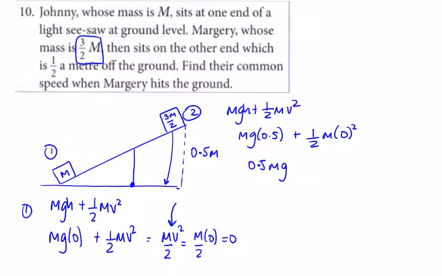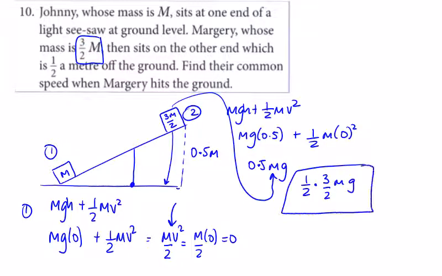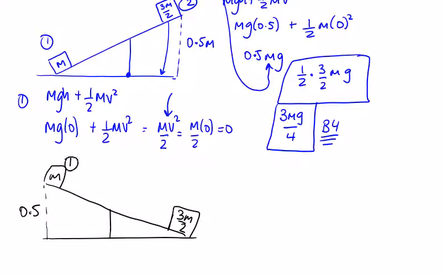Just be careful with your m again. This m here is 3. I'll write 1 over 2 for 0.5, and this m is 3 over 2 m, so just getting Marjorie's m correct. So that's going to be 3 mg over 4 as the total energy in the system before. Now the energy in the system after.